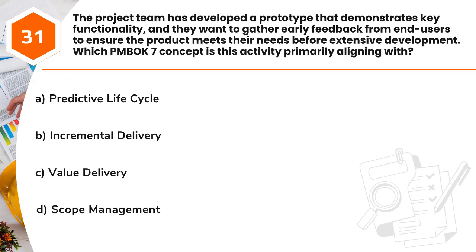Question 31. The project team has developed a prototype that demonstrates key functionality, and they want to gather early feedback from end users to ensure the product meets their needs before extensive development. Which PMBOK 7 concept is this activity primarily aligning with? A. Predictive life cycle. B. Incremental delivery. C. Value delivery. D. Scope management.